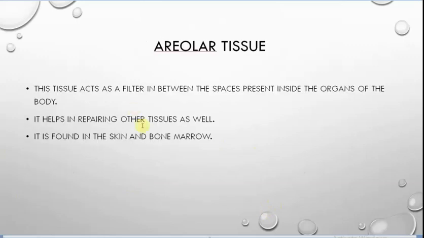So the next one is areolar tissue. This tissue acts as a filter in between the spaces present inside the organs of the body. What is the work of it? It helps in repairing other tissues as well. Where is it found? It is found in the skin and inside the bone marrow.